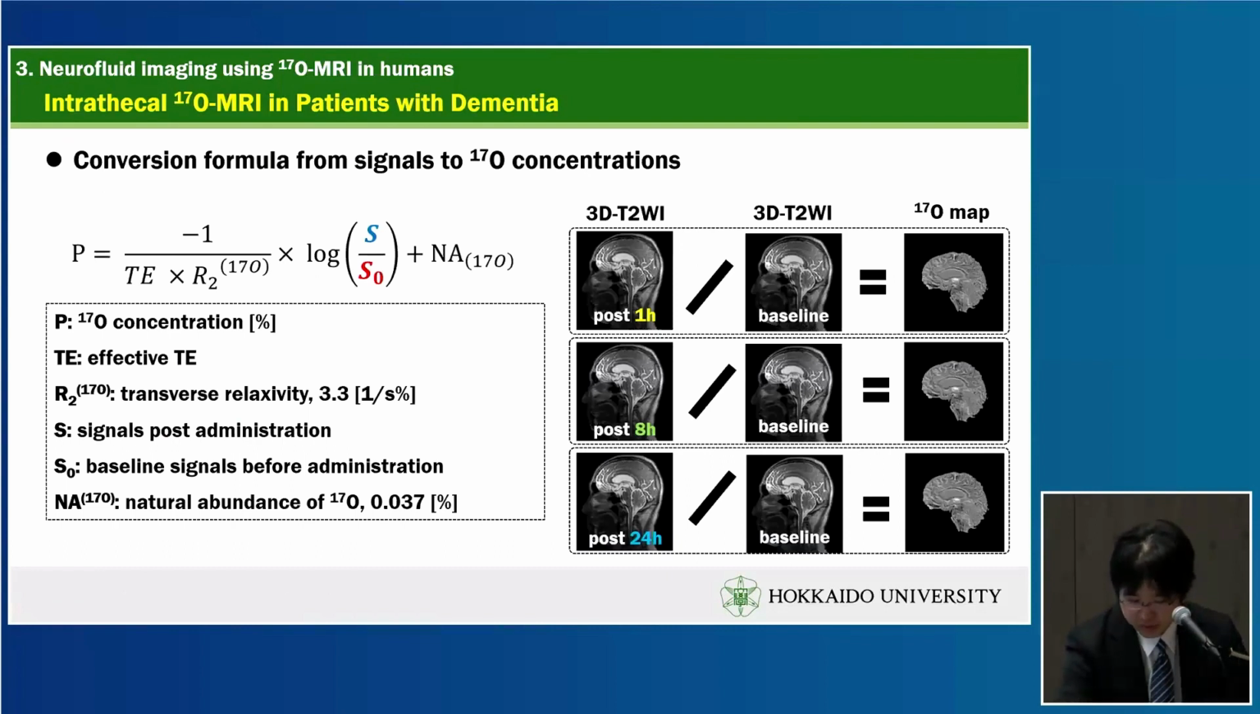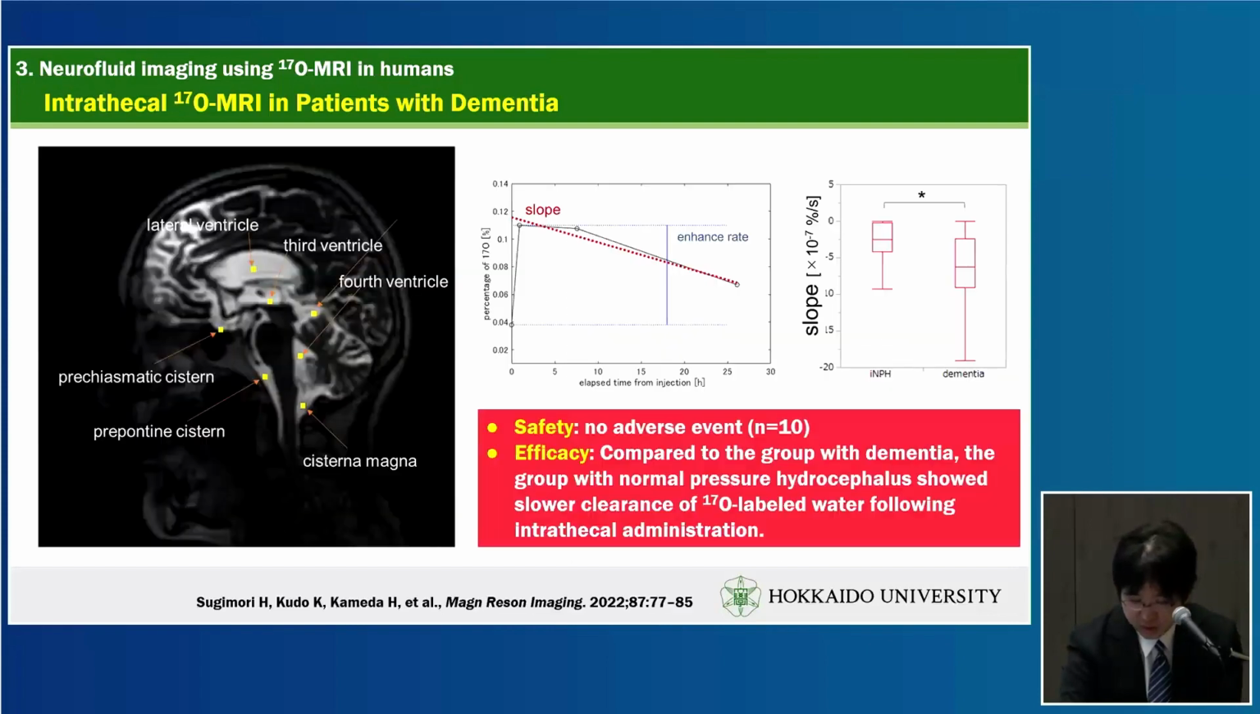So the O17 concentration was calculated using the described formula, which determined O17 concentration depending on the signal decrease from the baseline in the T2 weighted images. We generated an O17 concentration map for each time point like this. To date, 10 patients have completed this study with no adverse event reported.